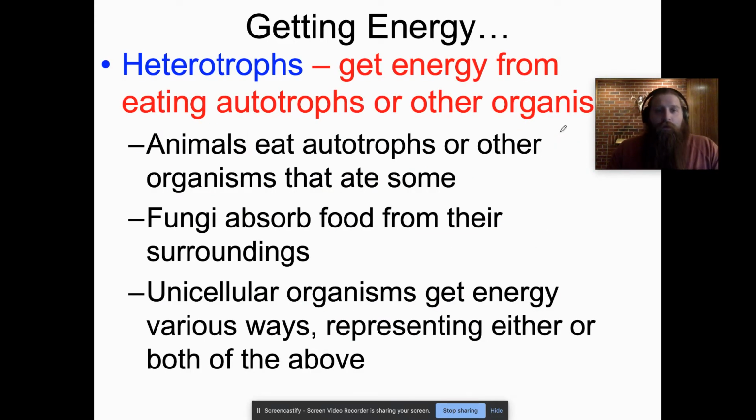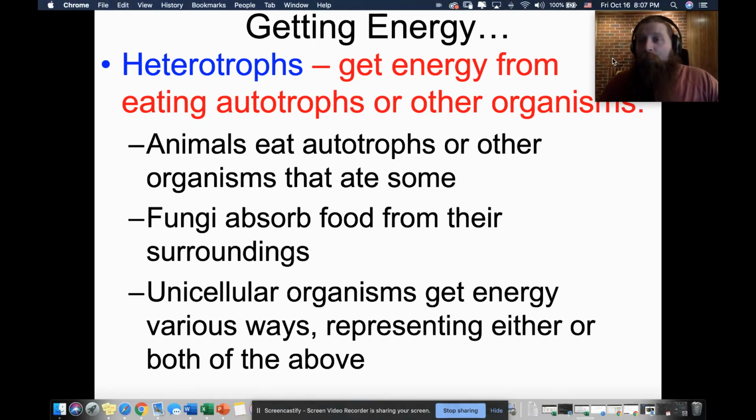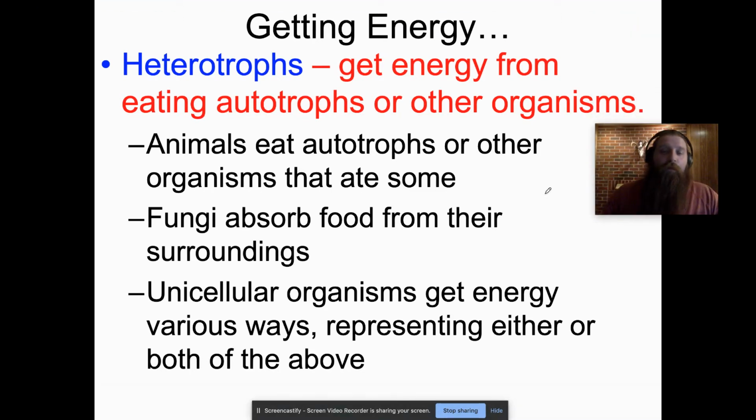Now, heterotrophs are the other class of organisms as far as how they get their food. So there's autotrophs and there's heterotrophs. The prefix hetero means different, all right? And troph, again, still means feeder, so these are different feeders. They get their energy from other organisms. They may eat plants. They may eat plant eaters, right? Any animal that eats something else in order to get its food is considered a heterotroph.